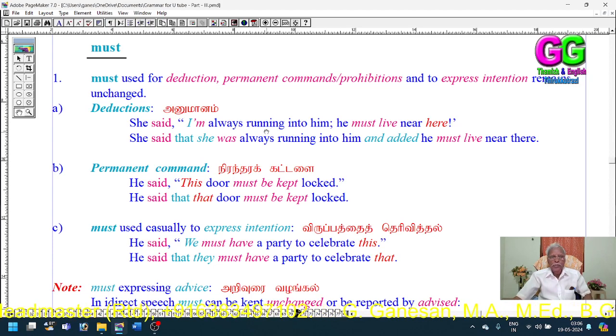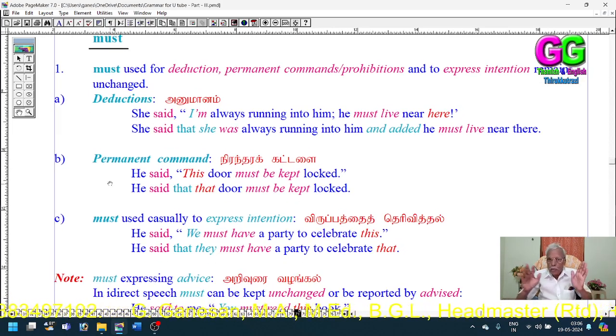She said, I'm always running into him. He must live near here. She said that she was always running into him and added that he must live near there. Here becomes there. So when must is used for deduction, must normally remains unchanged.